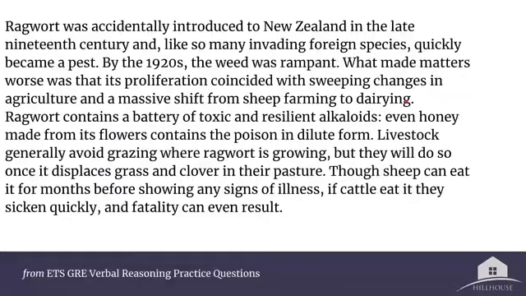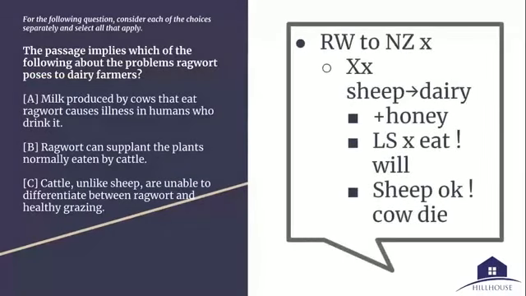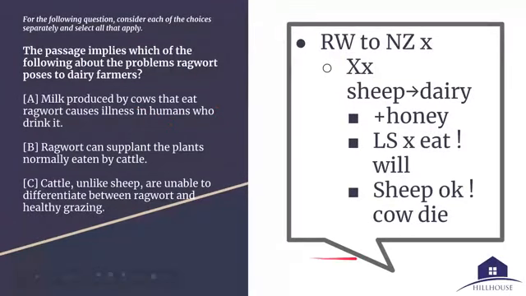Let's see how they hold up. So yes, the correct answer is E for that one. And let's try one more question using these notes. So for this question type, you can check all that apply. So the problems that ragwort poses to dairy farmers. Do we see any mention of humans being sick? Not in our notes, and they aren't in our notes because it wasn't mentioned in the reading, so we can cross off A.